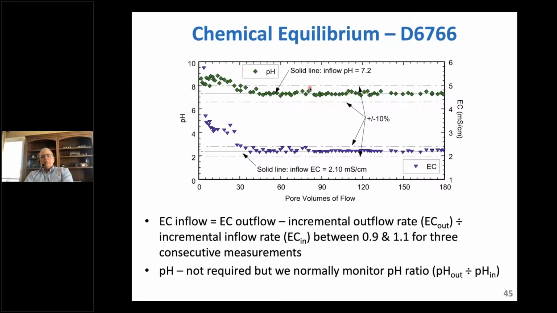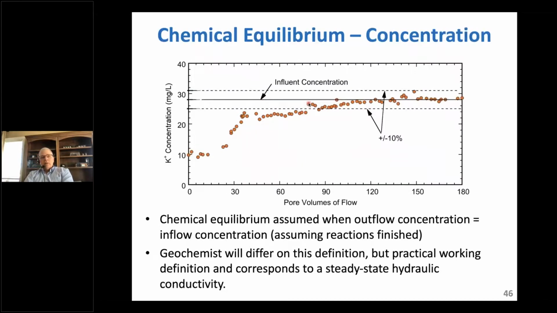Let's look at chemical equilibrium, another set of data. I've got the pH data here in green, and I've got the EC data here in purple, and we're looking at the data in the effluent, effluent data for EC and effluent pH. The lines shown here on the graph correspond to plus or minus 10% of the influent, essentially the equilibrium lines. And you can see for this example, it's about 40 pore volumes of flow to get to pH equilibrium or EC equilibrium. A good deal of flow for that experiment.